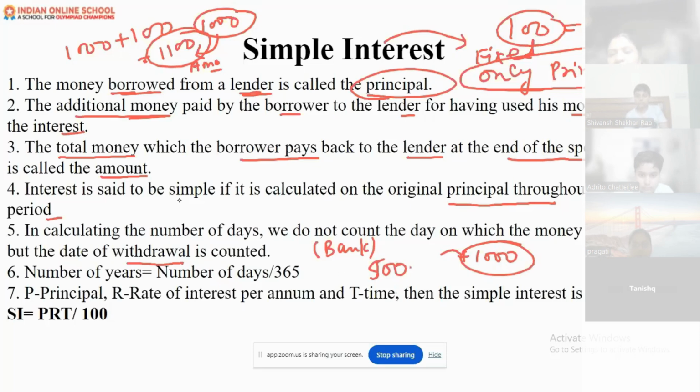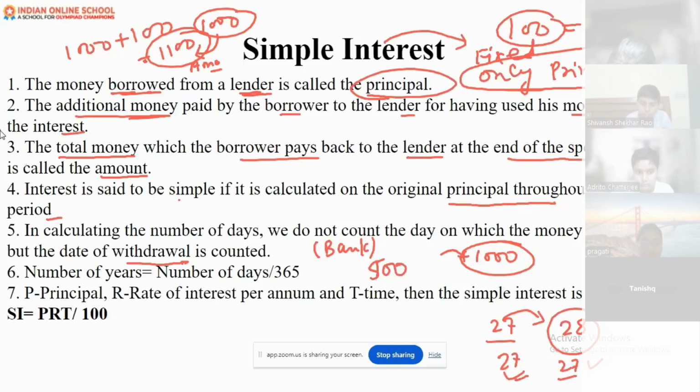So in the bank, what will happen when you deposit some money? Let's suppose you deposit money on the 27th, so it will count from the 28th. But in the case of withdrawal, let's suppose you withdraw that money on the 27th, so that will be counted on the 27th only. But in the case of deposit, it will count from the next day. Okay, everyone?